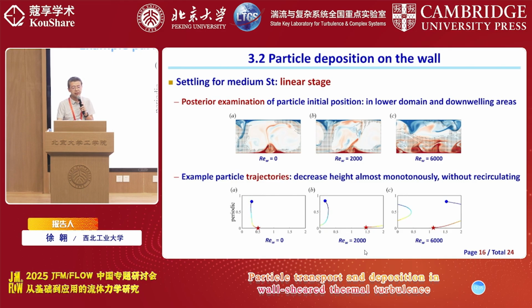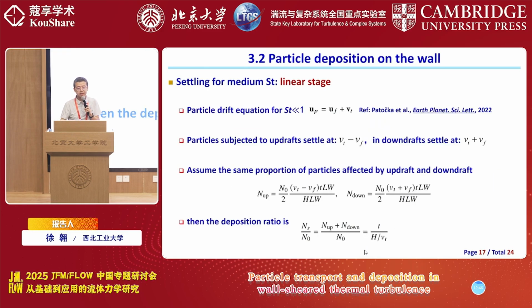We can see that for particles deposited in the linear stage, their height will decrease monotonically and they will not recirculate in the convection cell. Based on this understanding, we propose the following model, and we adopt the so-called particle drift equation, because even for our largest Stokes number, it is still far less than 1.